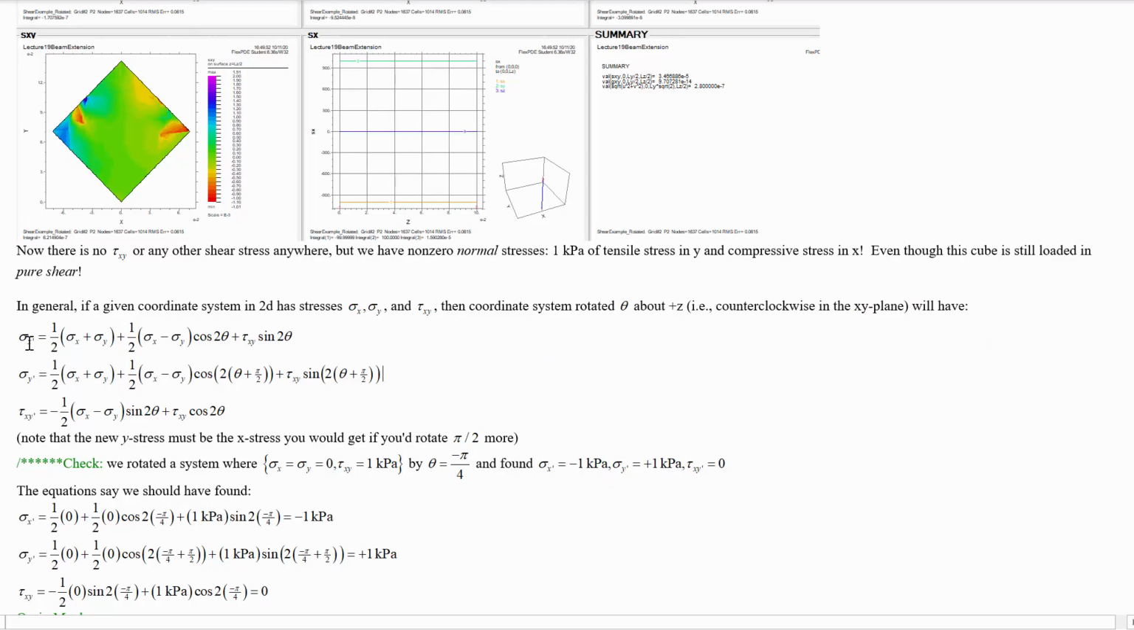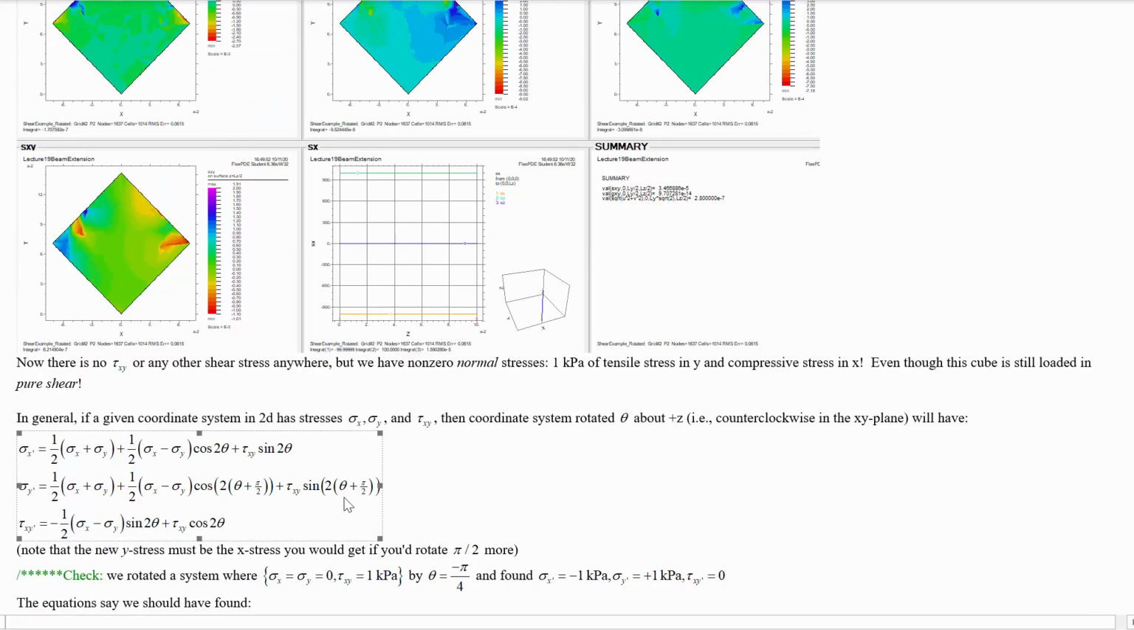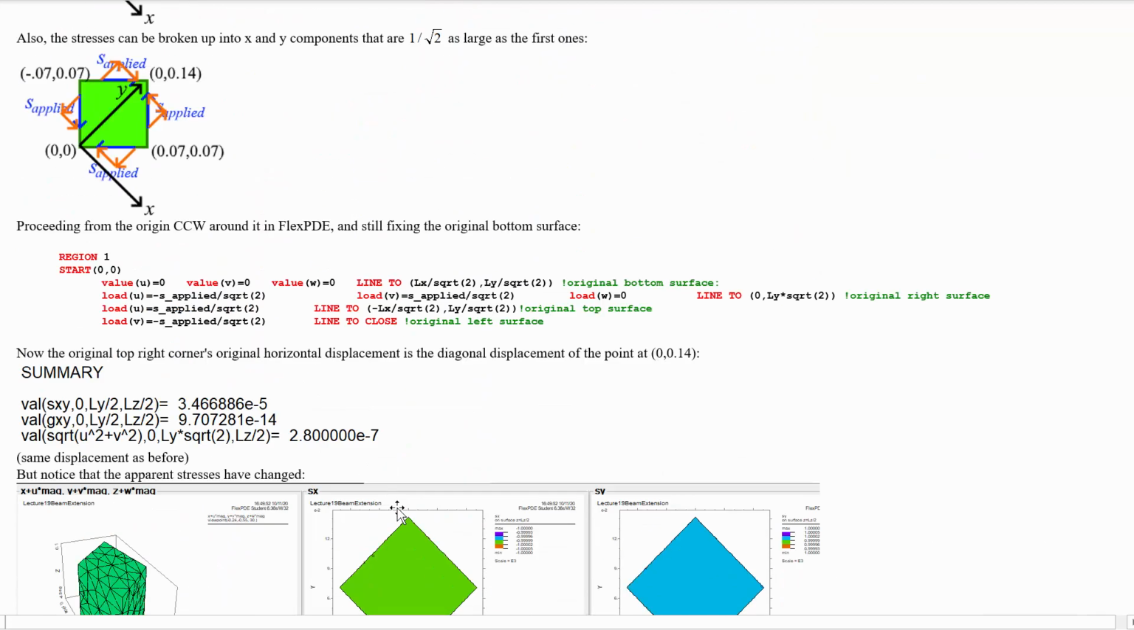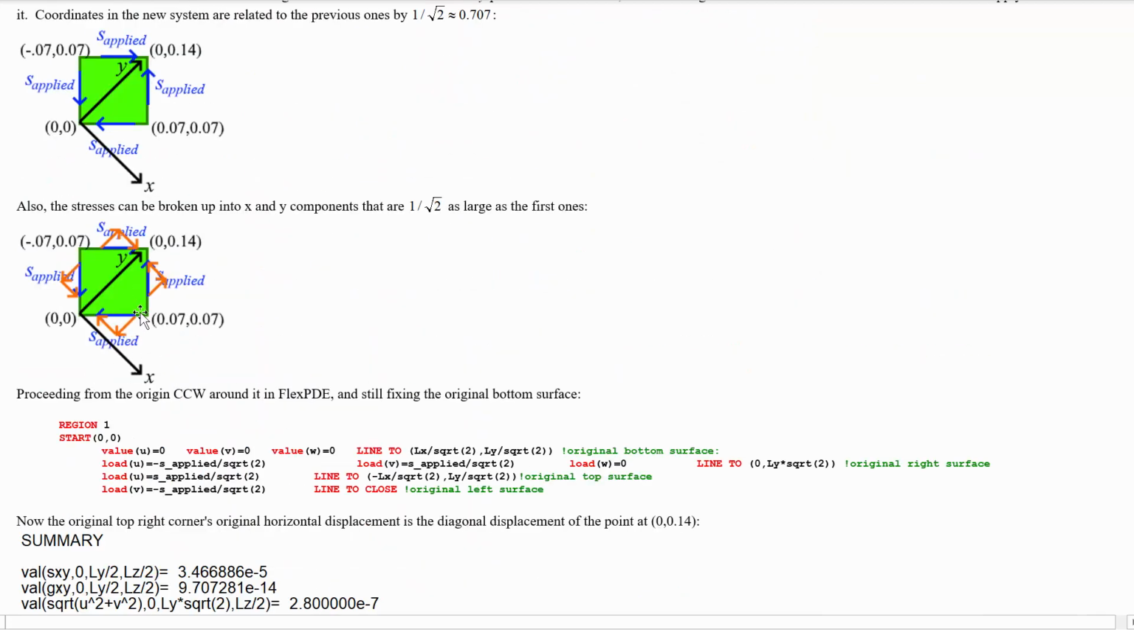So it turns out that for any rotation angle of reference frame that we use, we can find out what the new stresses in X and Y will be and the new shear stress in X and Y in 2 dimensions by using this set of equations. This is not something I'm going to prove, but I will show you how it works. The angle that we're talking about is rotating the x-axis by theta around z, so rotating x and y around z in the counterclockwise direction, the usual plus z rotation direction. So the rotation we did here is a negative pi by 4 rotation because we rotated it clockwise.